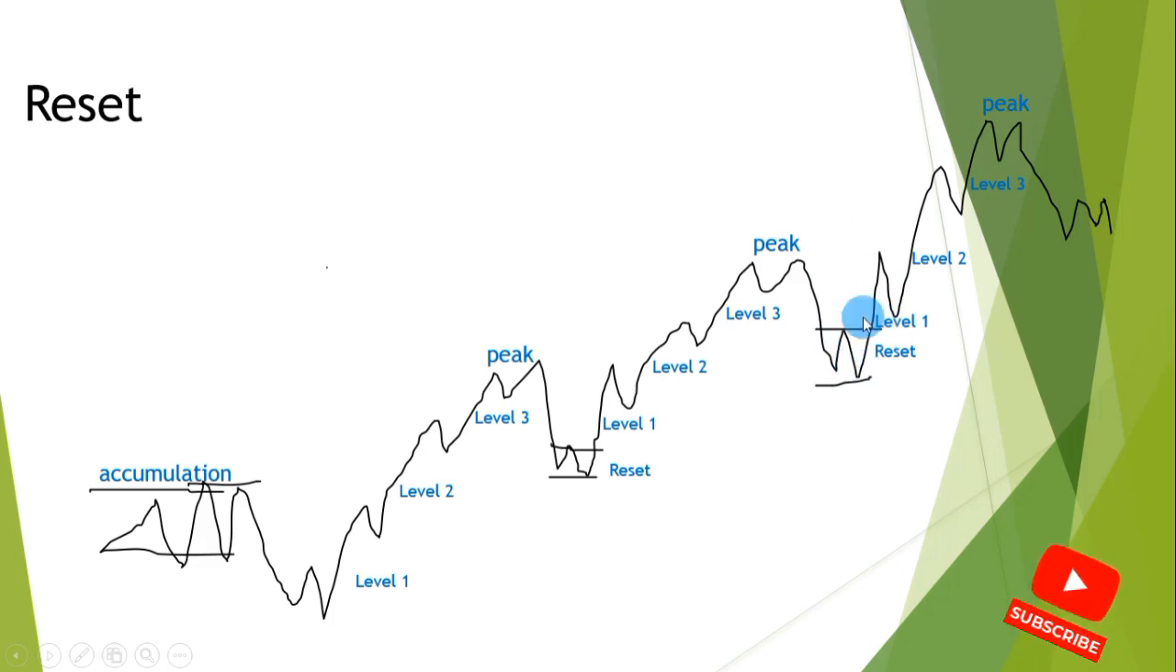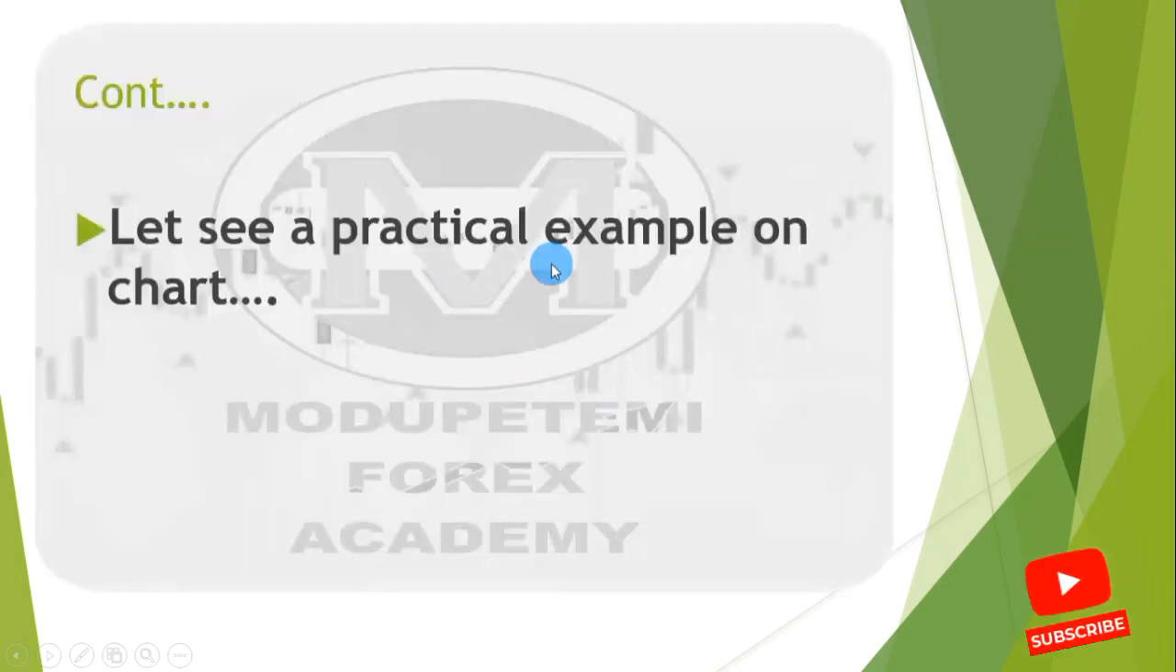You understand? They gave this reset. We have our level one, level two, level three, and then we have the peak formation, as in the high of this day three here, before they reverse and give us this accumulation here. So let's see a practical example on the chart.